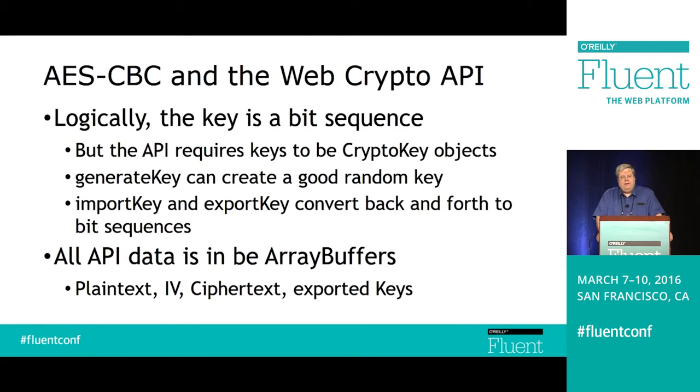And remember, all the data in the API needs to be in array buffers. The plain text, the initialization vector, the ciphertext, and the exported keys are all going to be array buffers. So if we want to display them in the browser, we're going to have to use those utility functions to convert them into strings, or hex-encoded strings if they're binary data, or base64 encoded strings.